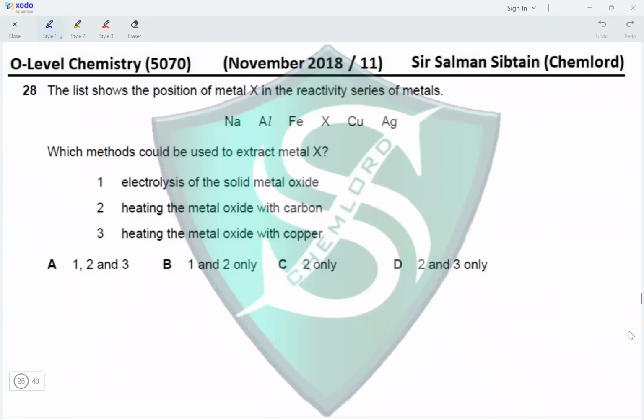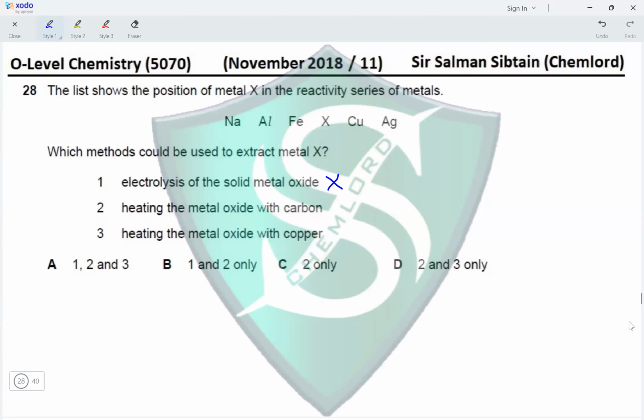Question 28. The list shows the position of metal X in the reactivity series of metals: sodium, aluminum, iron, X, copper, and silver. So X is more reactive than copper and less reactive than iron. Which method would be used to extract metal X? Electrolysis of solid metal oxide? No, these are for metals that are more reactive than iron. So this is less reactive than iron, then this would not be used.